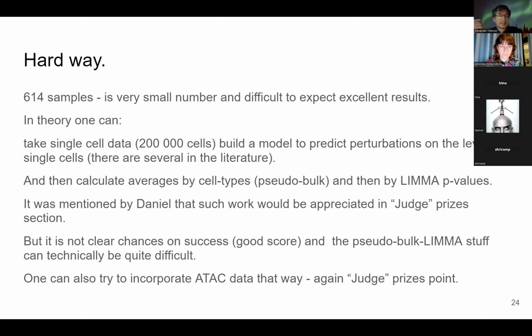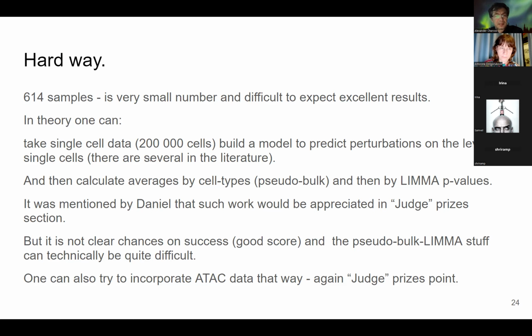We can first train the model on the single cell data and then make a pseudo bulk and calculate p-values by limma. In this way, we have lots of data. Now we suffer from the problem that we do not have so much data, only 600 samples. But if you look at the level of the single cells, we have 200,000 cells. I have looked in their file. So the number of samples is incredibly bigger.